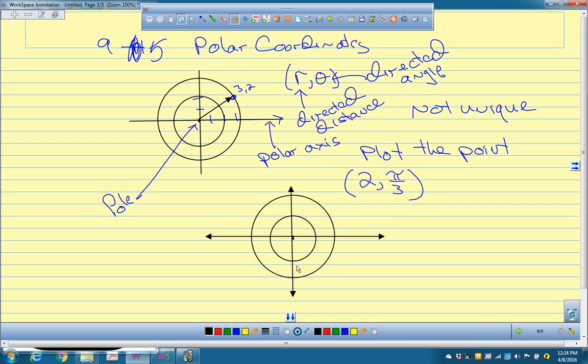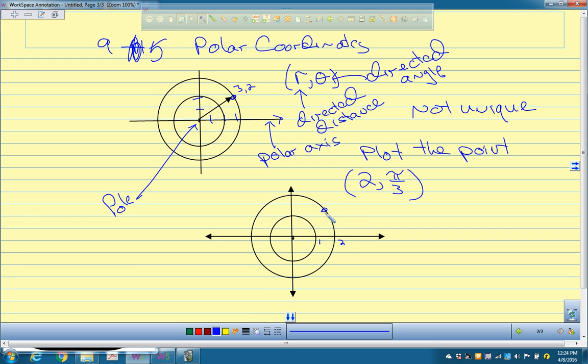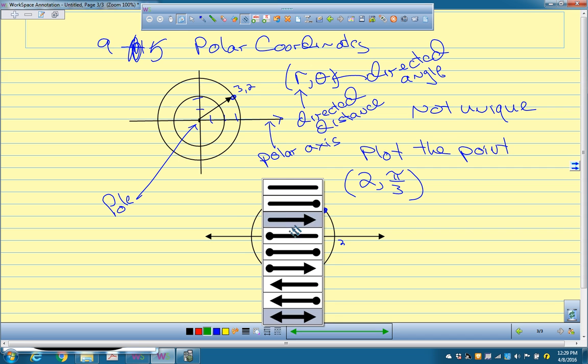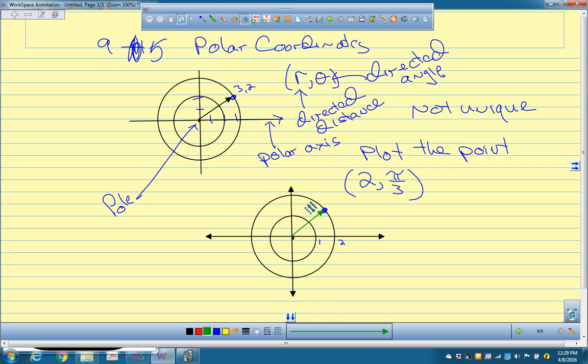If I want to graph the point (2, pi/3), say this is 1 and this is 2, the way I get there is going out 2 and rotating through an angle of pi/3 radians. So this is the point 2, where this angle theta is equal to pi/3 radians. You get that? Out 2, rotate through pi/3.